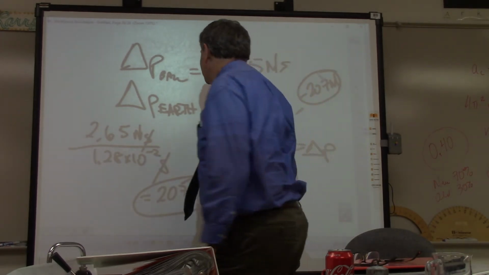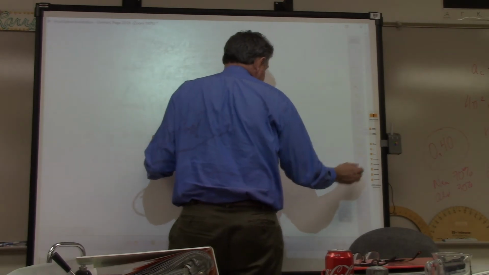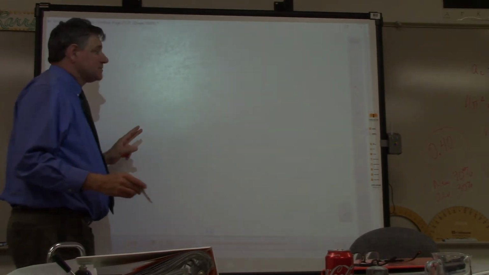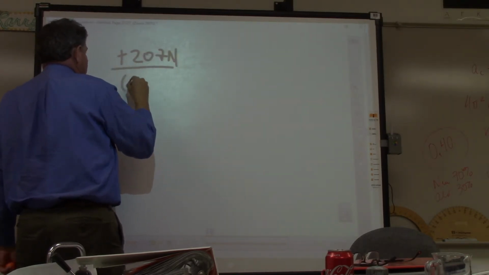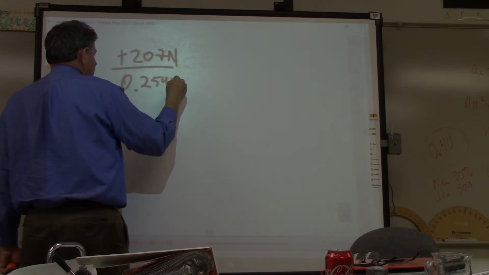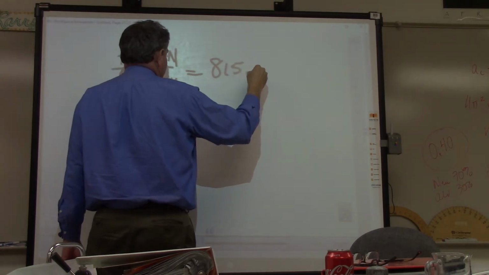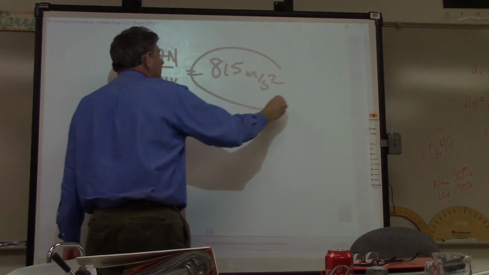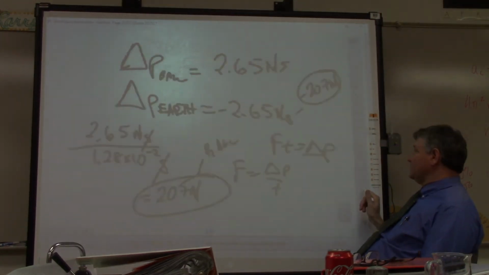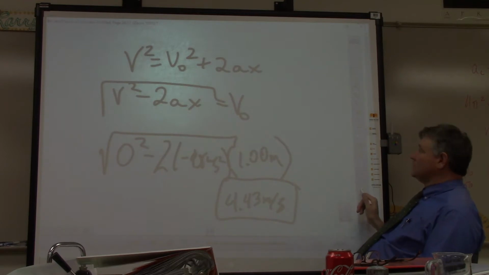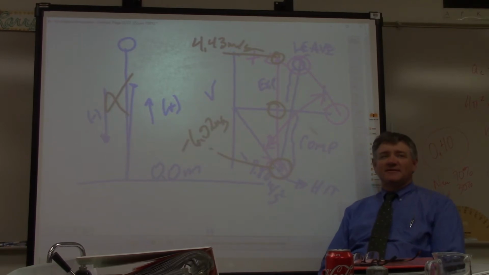So, somebody take the force, which we said was positive 207 newtons, and divide that by the mass of the ball, 0.254 kilograms. 815 meters per second squared. Now, here's the million-dollar question. How does that number work into this velocity-time graph? That's the slope.